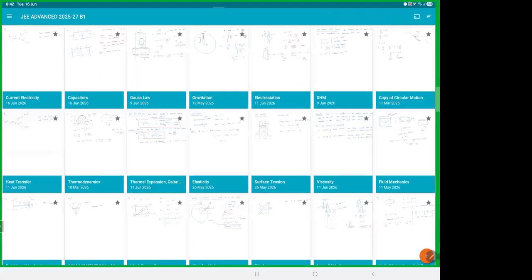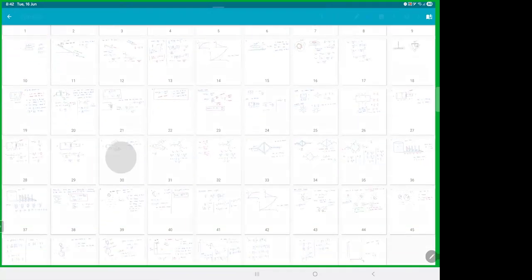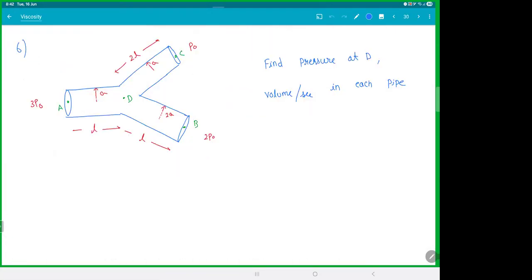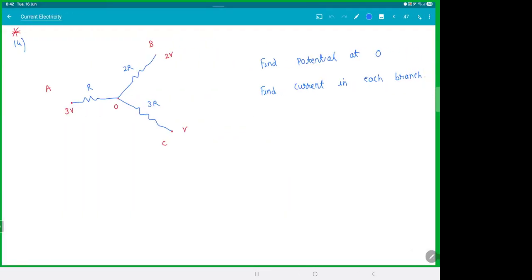The first time you saw this question was in viscosity. Look at this thing. A Y-shaped pipe, pressure is 3P0, P0, 2P0. The idea was the same. Even there, we treated it like a resistor and we solved it. I can do the same thing in capacitors also. I can do the same thing in current also. That's where it becomes a really good question because you can ask in 4 different chapters. Let's get this. Same story. Let the current be I1, I2, I3.